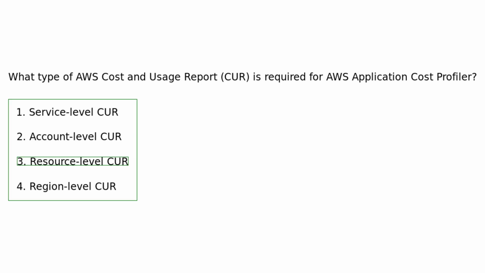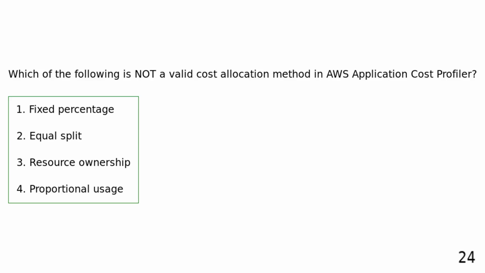AWS Application Cost Profiler requires a resource-level cost and usage report to accurately map shared resource costs to individual applications or services. Which of the following is not a valid cost allocation method in AWS Application Cost Profiler?